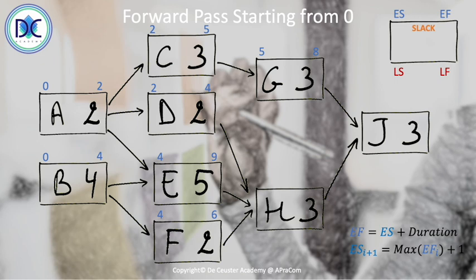For H, we have to select the highest early finish of D, E, and F, its predecessors, which is 9, and 9 plus 3 gives us 12. For J, with the two predecessors G and H, we take the predecessor with the highest early finish, which is H, with 12. So the early start of J is 12, and the early finish is then 15. 12 plus 3 is 15. So this is basically the completion of the forward pass when we start from 0.